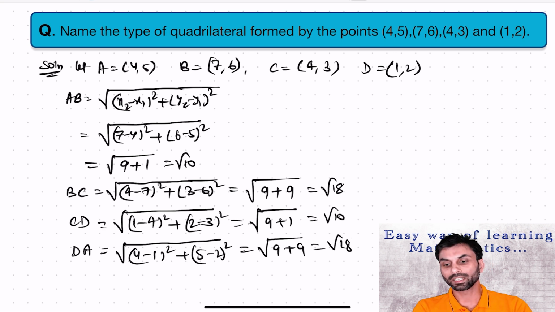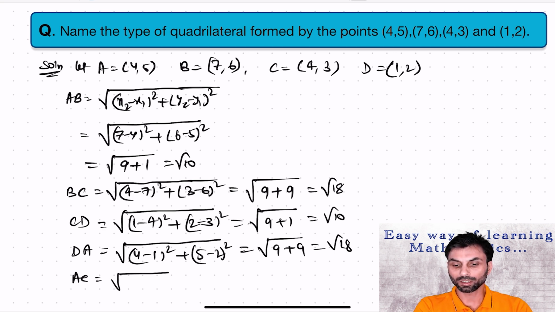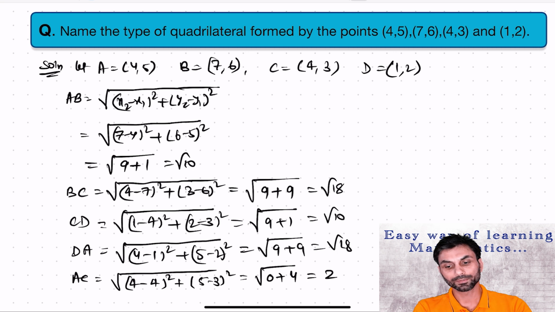So what we observe here is that opposite sides are equal. Let's find the length of the diagonal. We take the diagonal as AC. The length of AC is (4 minus 4) whole square plus (5 minus 3) whole square. We get 0 plus 4, which is root 4, and the value is 2.